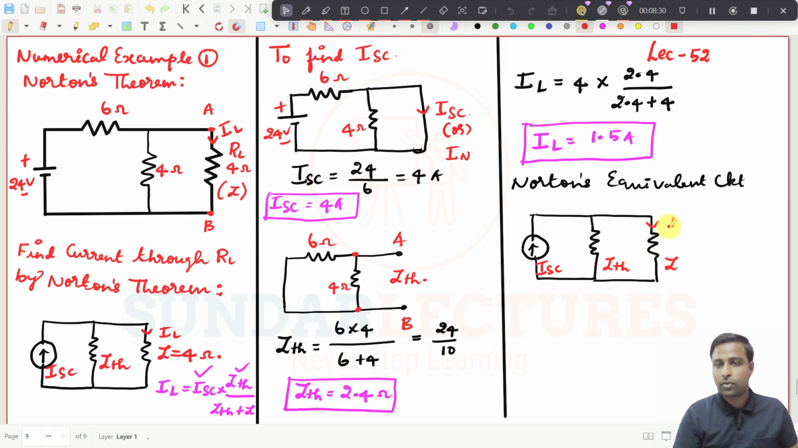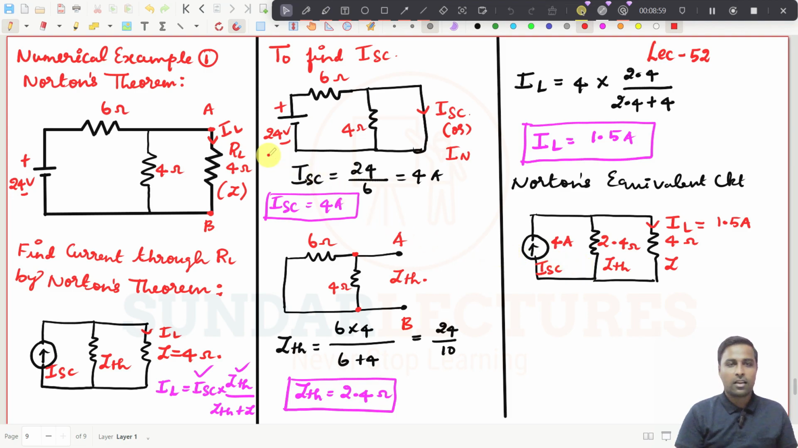What is the current that flows here? That should be IL, and we know these two values. Now what is this one? This is 4 amperes and this is 2.4 ohms. But this circuit has 4 ohms, and we have already found that this is 1.5 amperes. Now try to understand, this is the Norton's equivalent circuit.